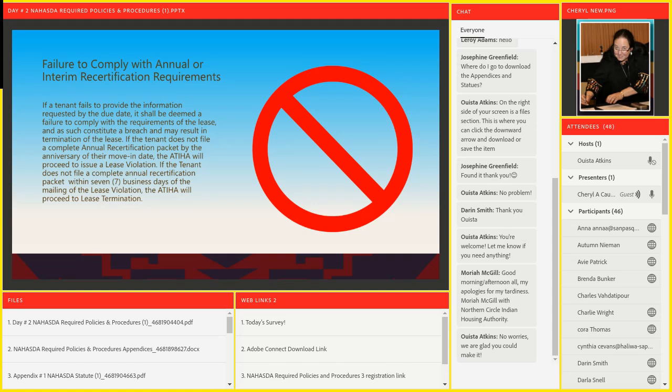This is to make sure that you get the information necessary to run your program correctly. You can get a HUD finding by not having this information. One of the main reasons is to prove you're not charging them over 30% of their adjusted income, okay? So make sure you have something like that drafted up in there.